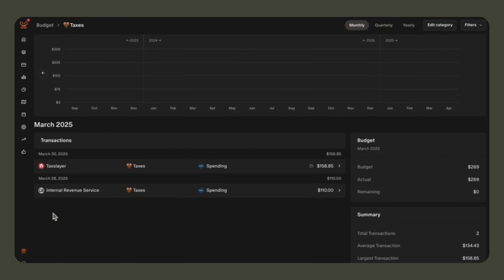And then for my taxes, I spent $158 for TaxSlayer, which is the software I use to actually do my taxes. And then on top of that, I paid the $110 to the IRS for my federal taxes owed.